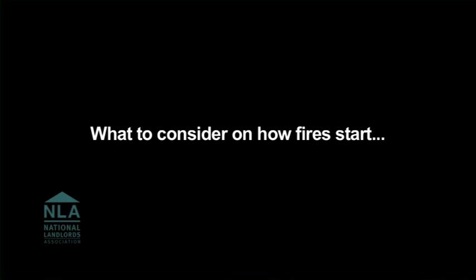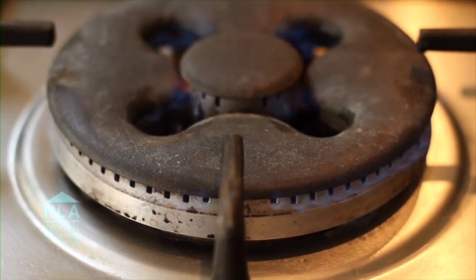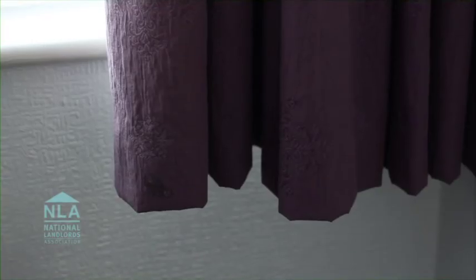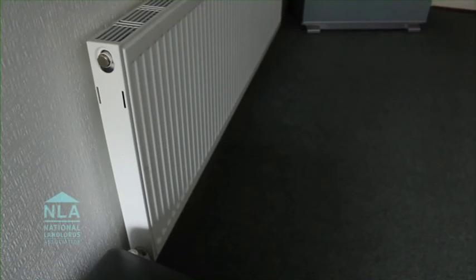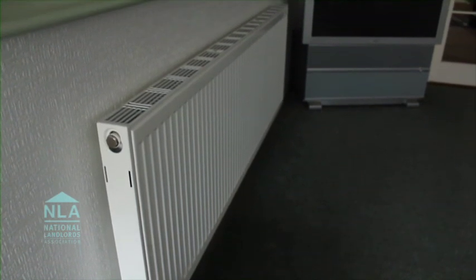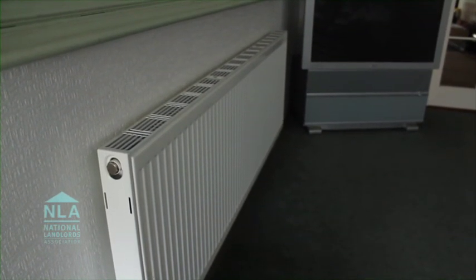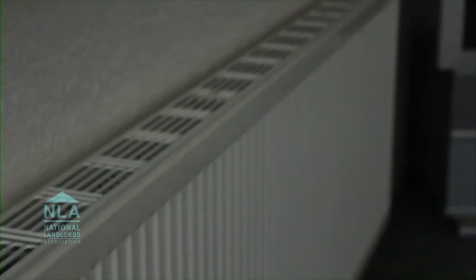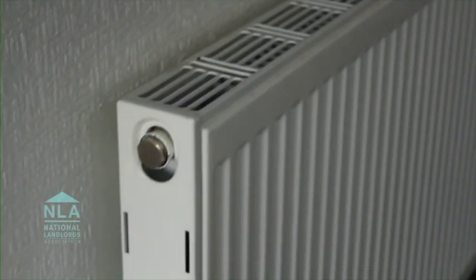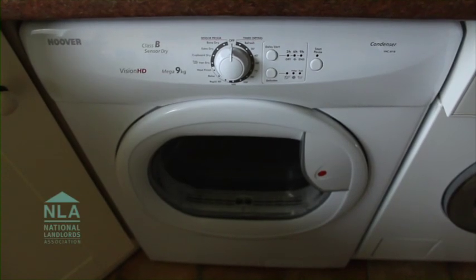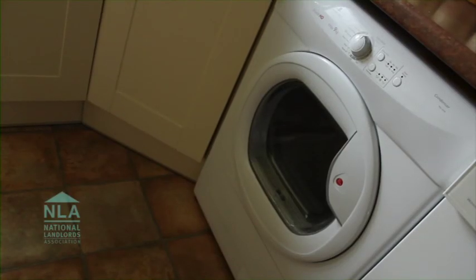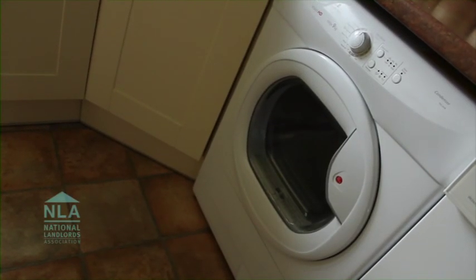So, examples of what to consider when looking at how fires start could be heaters or cookers. Are they appropriately sited, not near to flammable materials, and in good working order? Is the heating adequate for the whole of the dwelling, which will reduce the requirement for additional heaters, which may be defective or dangerously sited by tenants? Are there sufficient facilities for drying clothes? Drying on heaters can cause overheating.